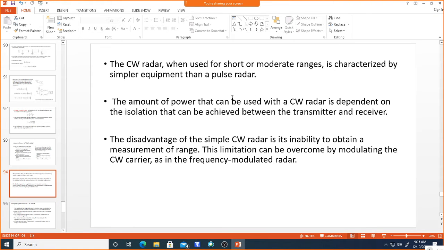So this continuous wave radar, when used for range, whether it is a short range or moderate range, will be characterized by simpler equipment than a pulse radar. We have seen the pulse radar, which is in pulse form. The continuous wave radar, instead of the pulsed method, uses continuous transmission. This is also simpler equipment than a pulse radar, so it is only for short and moderate ranges.